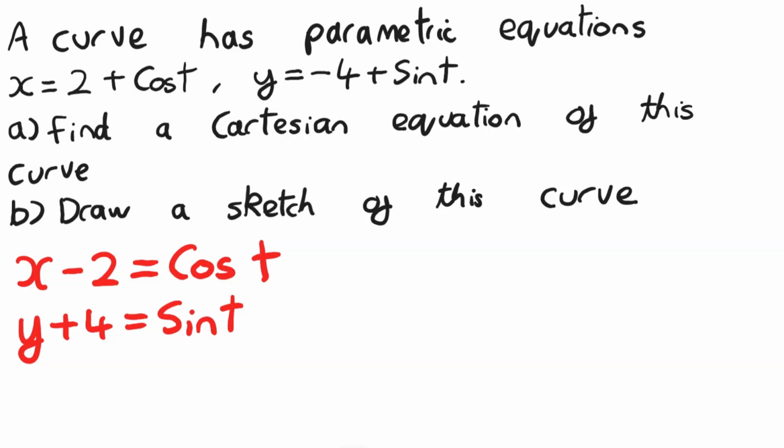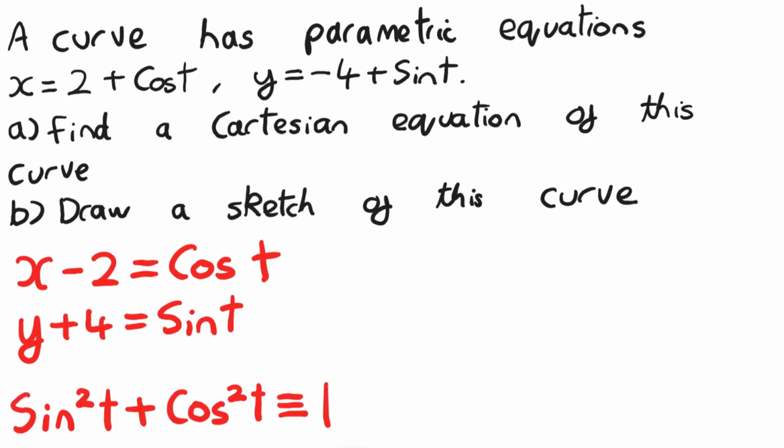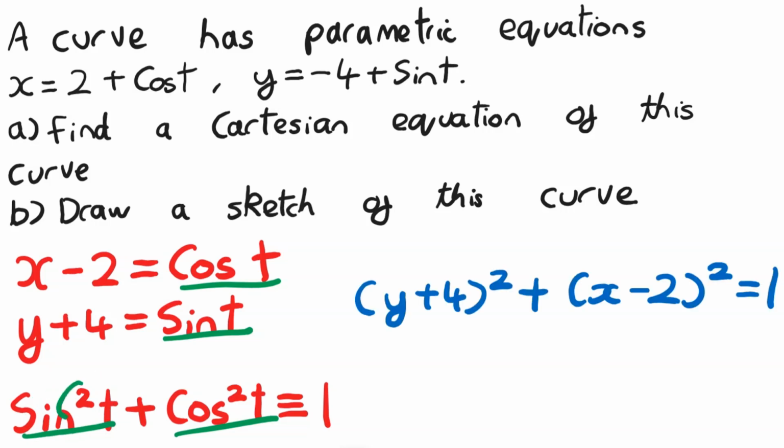And what's useful about this is we can use the trig identity that we learned back in year 1, that if you have sin squared of something plus cos squared of something, it's always equivalent to 1. So in this case, sin squared of t plus cos squared of t is equivalent to 1. And what we can just do is sub in this sin t here and this cos t here. So this sin t here is y plus 4, so it's going to be y plus 4 squared, remember, and then it's going to be plus this cos t squared, so this x minus 2 squared like this here, and this is going to be equal to 1.